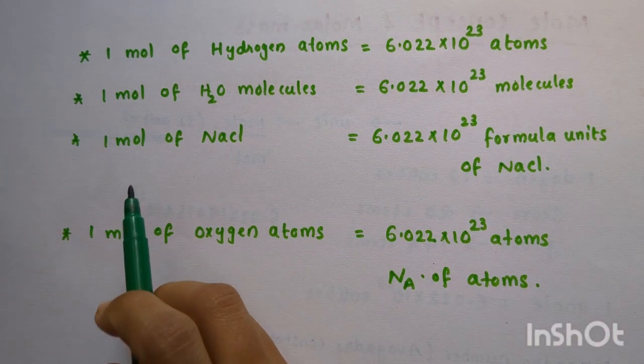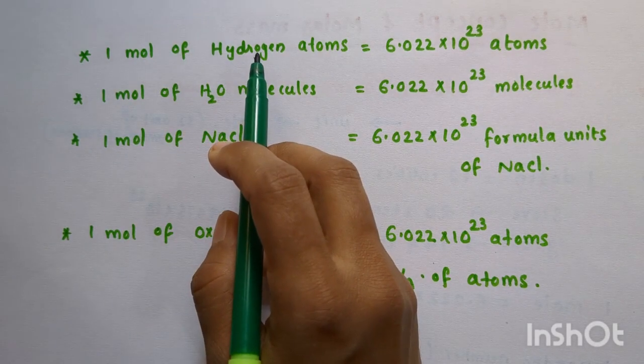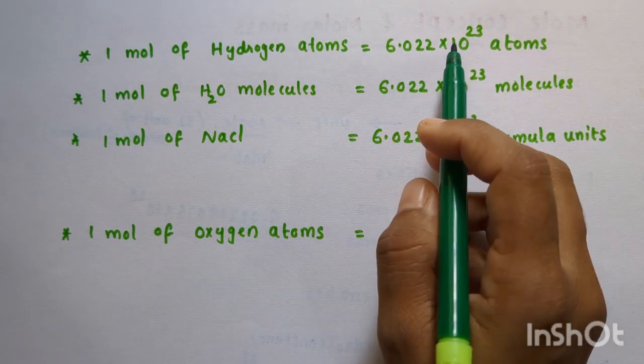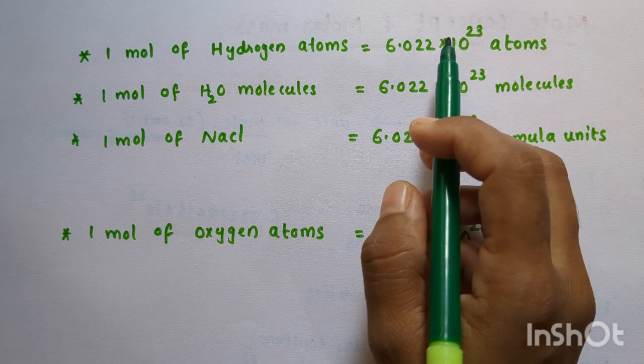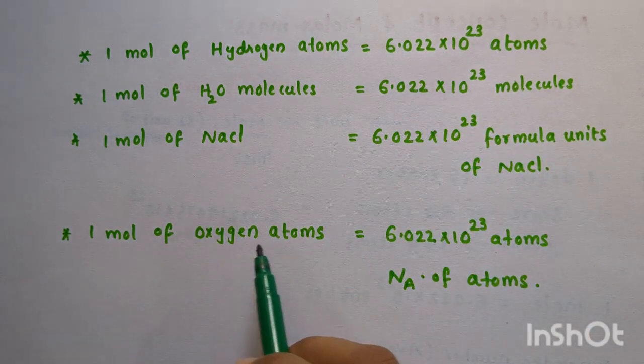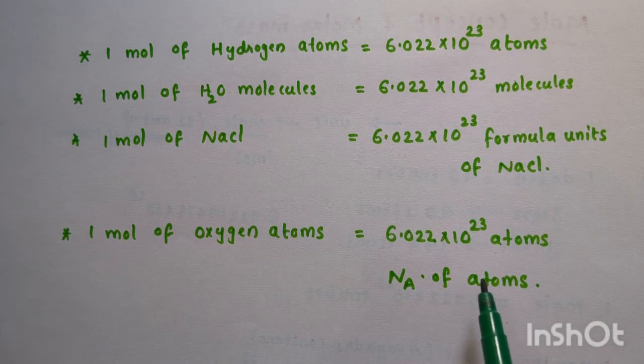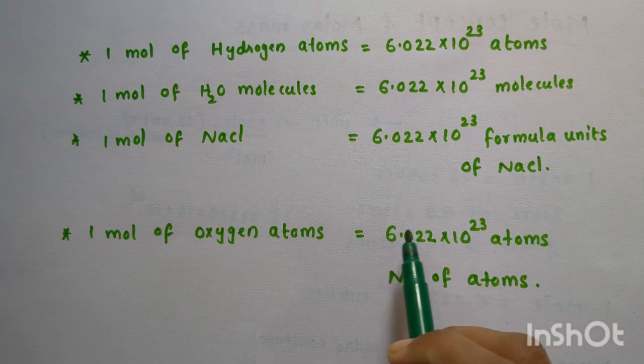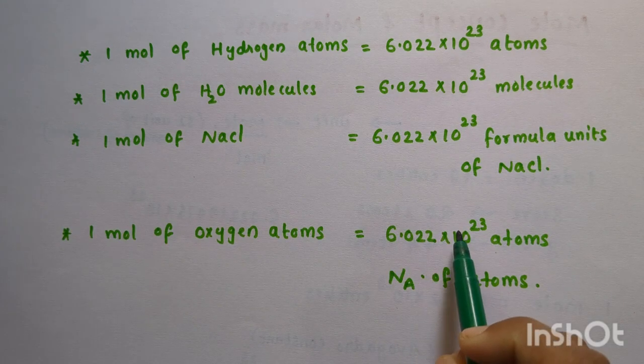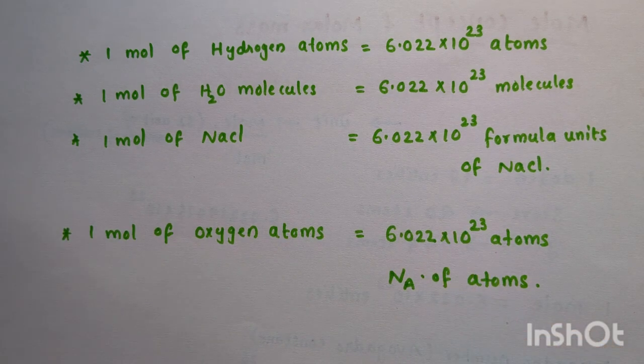That is, 1 mole of hydrogen atoms contains 6.022 into 10 raised to 23 atoms. That is Avogadro number of atoms. If you consider 1 mole of oxygen atoms, there will be Avogadro number of oxygen atoms, that is equal to 6.022 into 10 raised to 23 atoms.